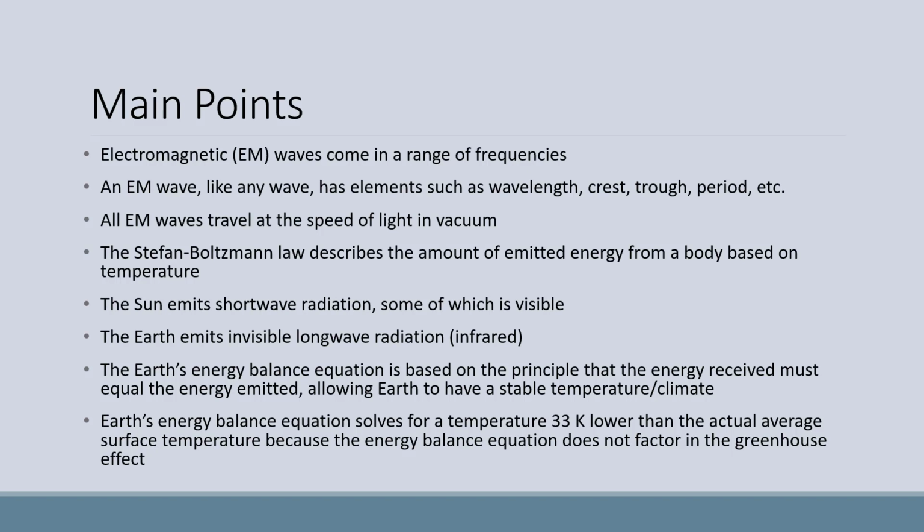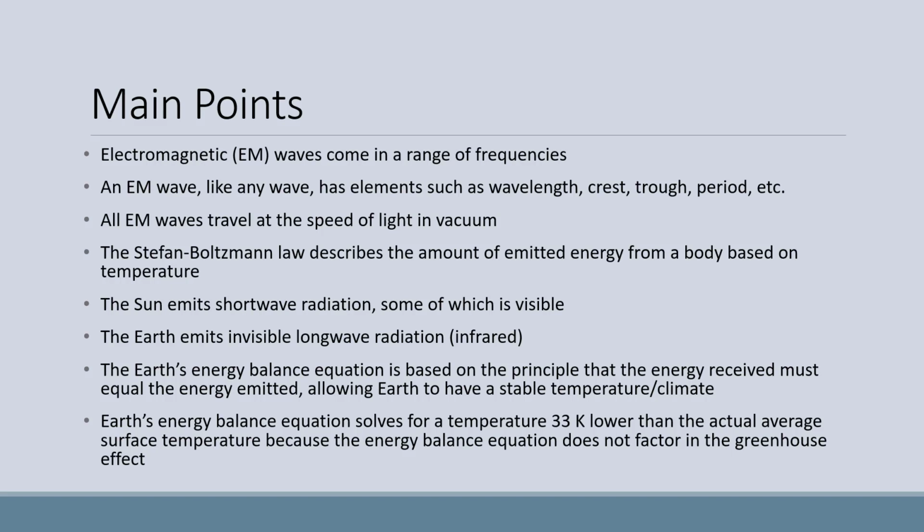Electromagnetic waves come in a range of frequencies. An EM wave, like any wave, has elements such as wavelength, crest, trough, period, and so on. All EM waves travel at the speed of light in a vacuum. The Stefan-Boltzmann law describes the amount of emitted energy from a body based on temperature. The Sun emits shortwave radiation, some of which is visible. The Earth emits invisible long-wave radiation, which is infrared radiation.